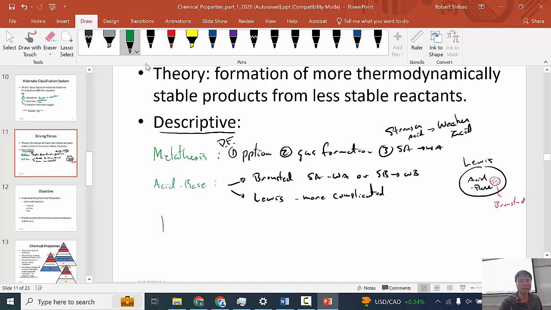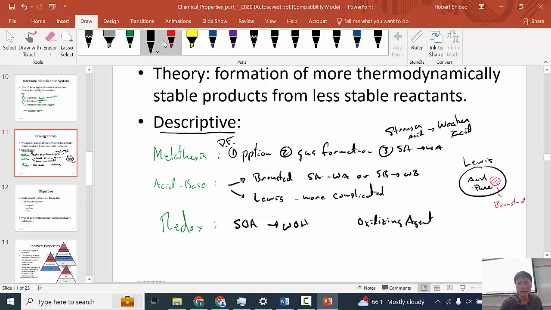And then finally we have redox reactions. For redox, we have a simple driving force. We're just going from stronger OA to weaker OA, where OA is oxidizing agent or oxidizer, and stronger RA to weaker RA. And so OA is oxidizing agent, RA is reducing agent or reducer.